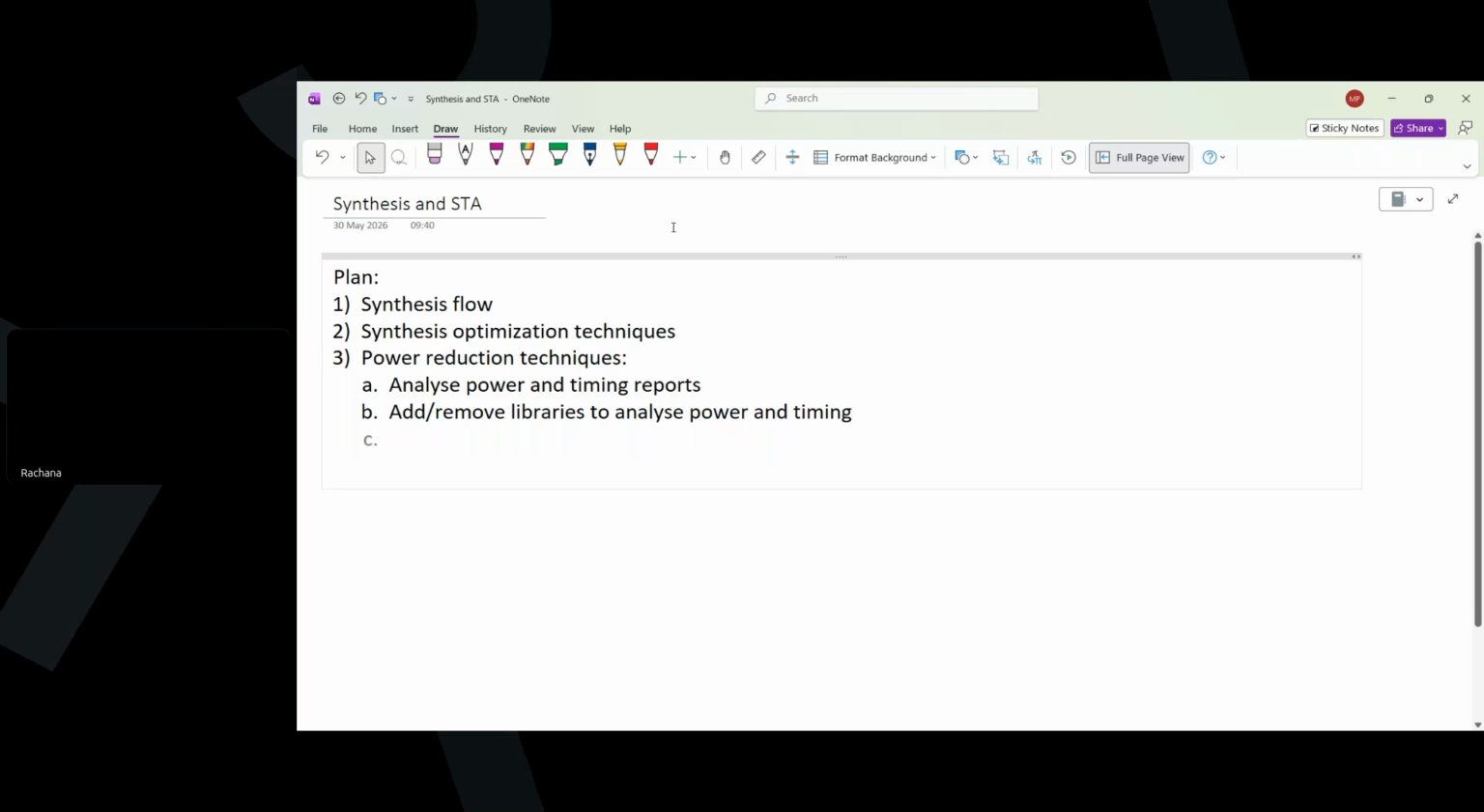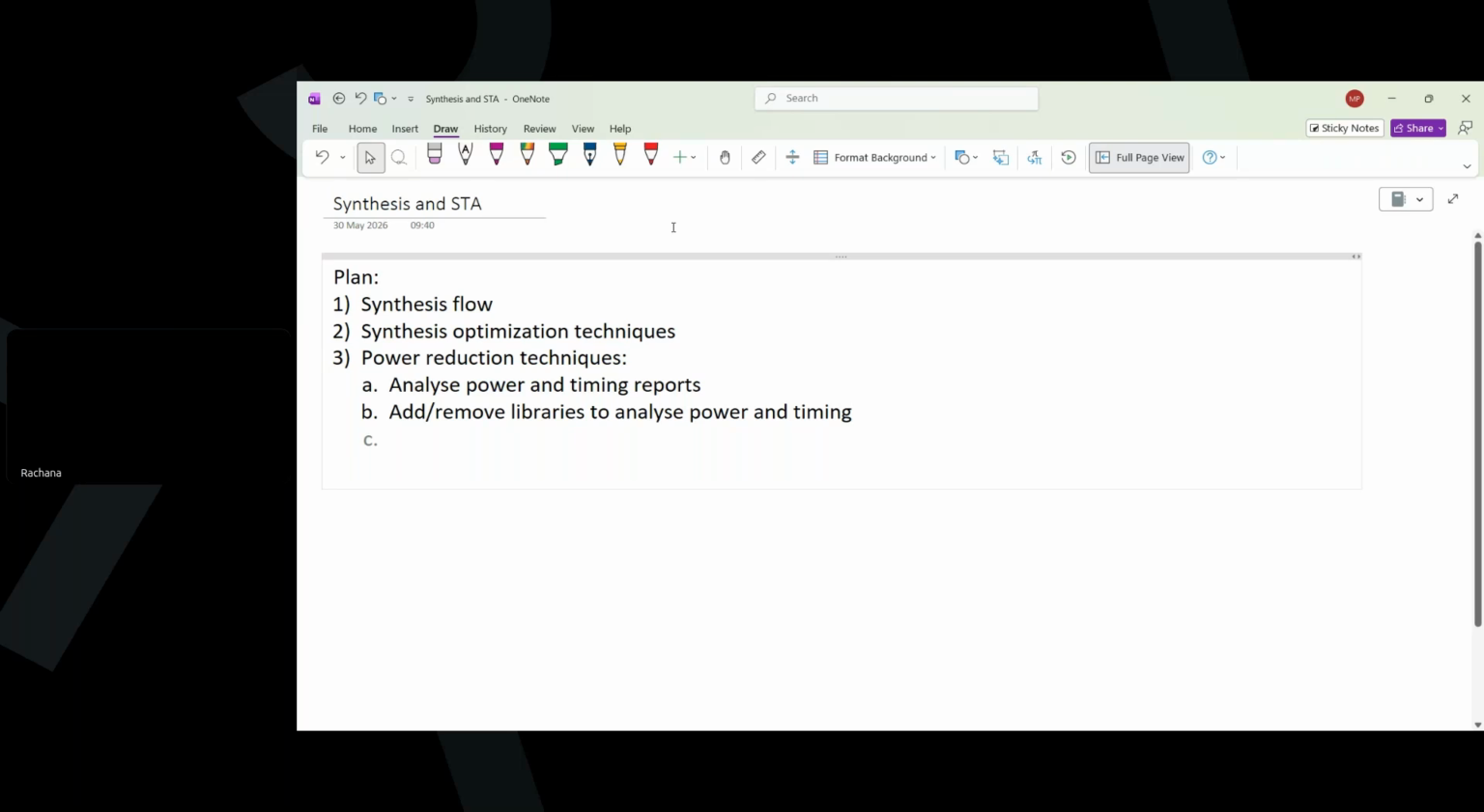Different flavors are there: HVT, LVT, RVT. We are going to change those libraries and see, for example, when we were using only HVT, what was the power, what was the timing? When we were using only LVTs, how did the optimization happen? Are we able to see any LVTs or HVTs in that? What is the power, what is the timing in that case? And if there is a particular pattern that we see, like only HVT or only LVT, why the tool is doing that, we are going to analyze.